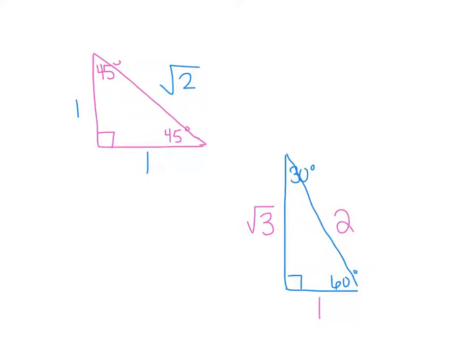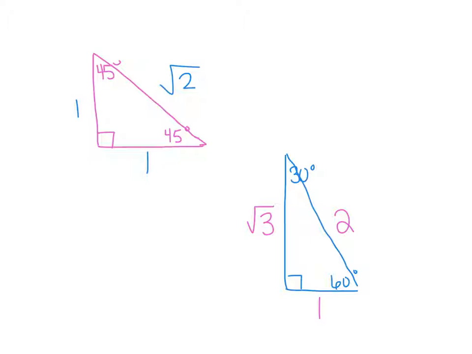Okay, so hopefully you remember from geometry that there are two special right triangles. There's the isosceles 45, 45, 90, and the ratio of the sides there is that the short sides are both 1, and then the hypotenuse is the square root of 2.